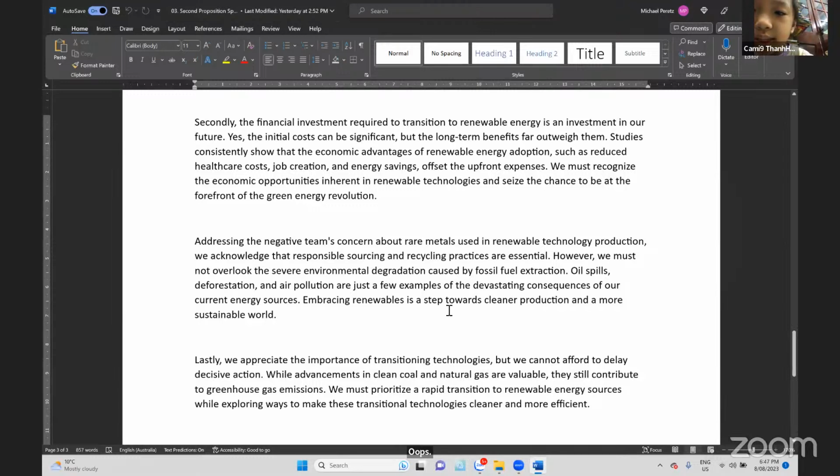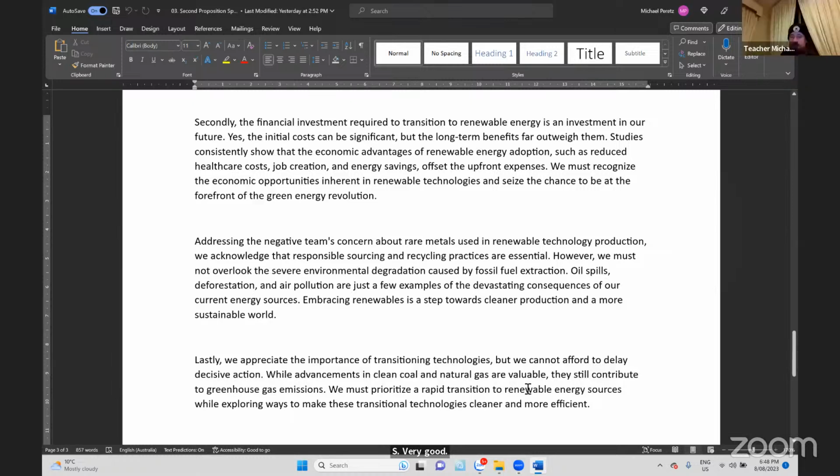sustainable world. Lastly, we appreciate the importance of transitioning to cleaner technologies, but we cannot afford to delay decisive action.